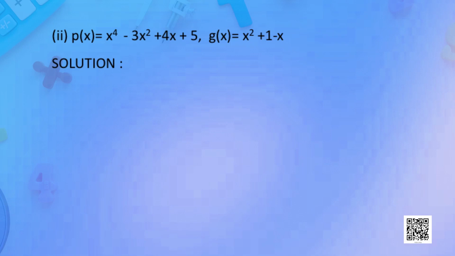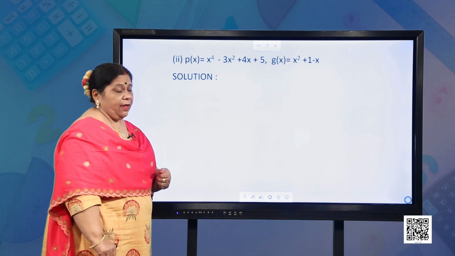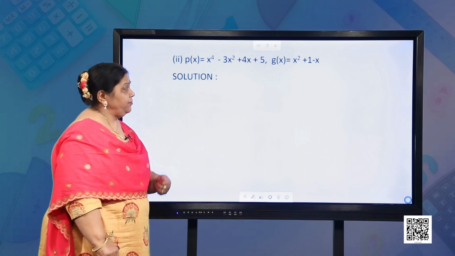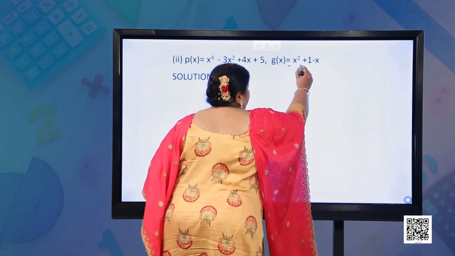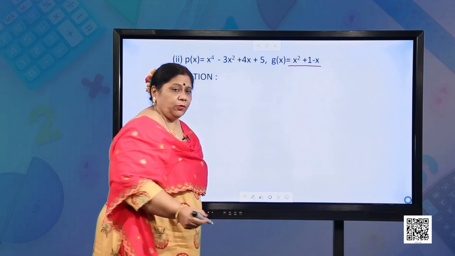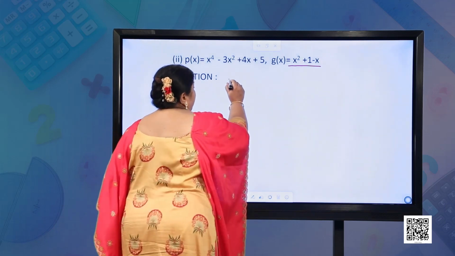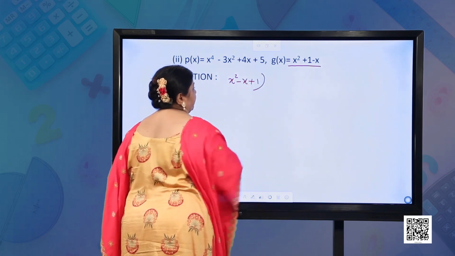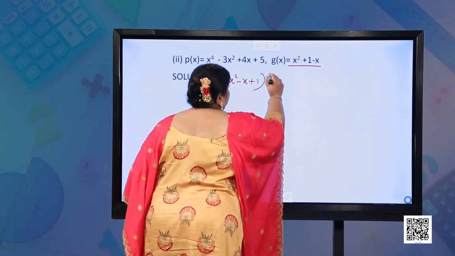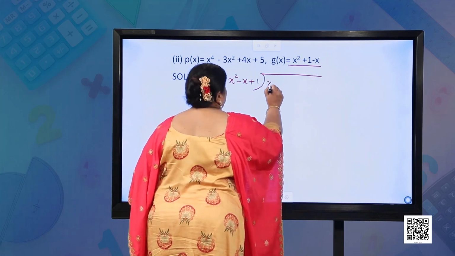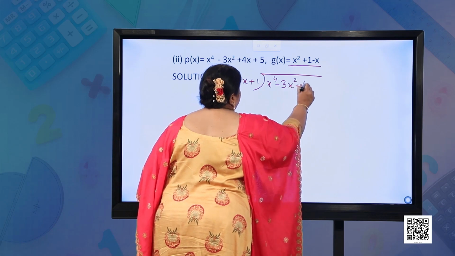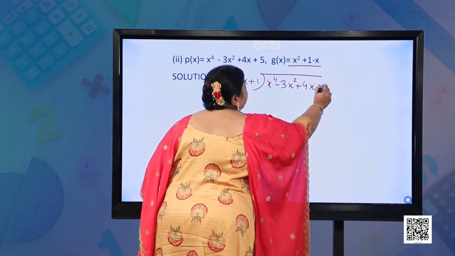We have here p of x as x to the power 4 minus 3x square plus 4x plus 5 and g of x is x square plus 1 minus x. Just observe, the divisor is not in the standard form. First, let us write down in standard form. That will be x square minus x plus 1, right? And what is p of x? It is x to the power 4 minus 3x square plus 4x plus 5.